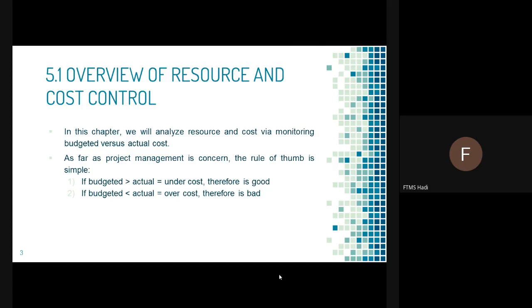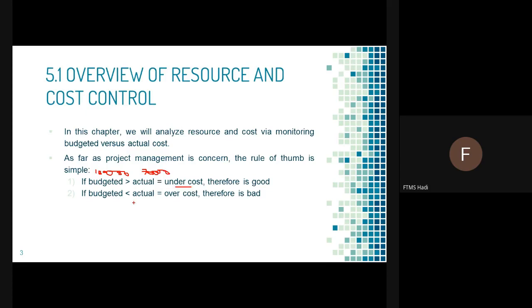Okay, because as far as project management is concerned, the rule of thumb is simple. If the budgeted or planned cost is more than actual, that means under cost. Therefore, it is considered as good. Let's say the budgeted is 100,000. Okay, and then the actual one, let's say only 70,000 is used. So therefore you save 30,000. That means under cost.